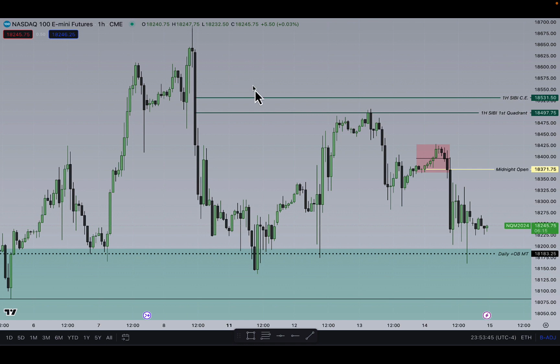With order blocks and fair value gaps, if you don't already know, you want to break them down into quadrants essentially. And I kind of trade the fair value gaps, especially like this, on a scale. So I'll start at how price acts around the first quadrant or 25% level. And then of course for me, the 25% and the 50% or consequent encroachment are going to be the two most important levels to me.